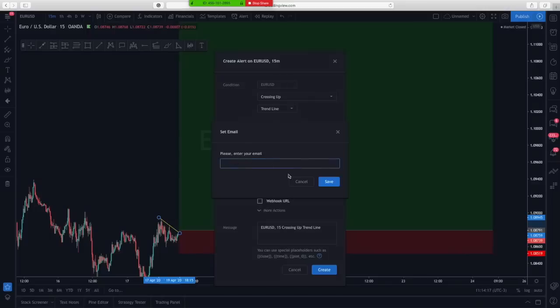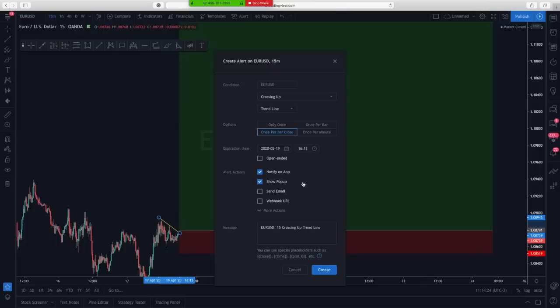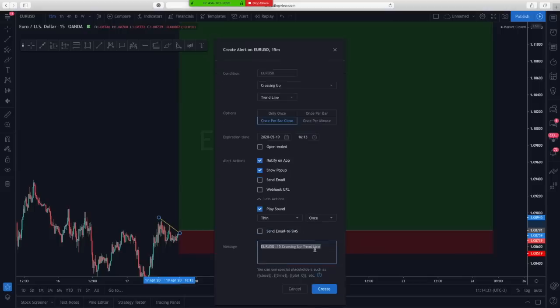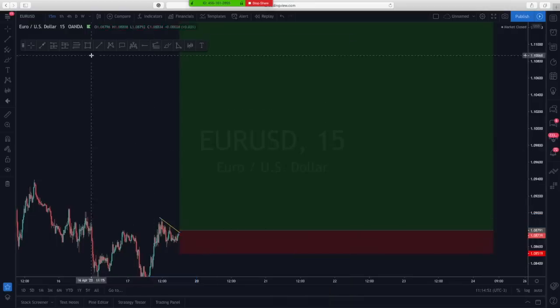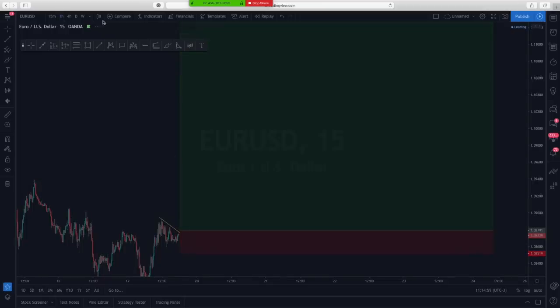I type down my email address, and it will send me an email telling me EURUSD has crossed your trend line, it closed above the trend line that you wanted, so it's ready to be entered. That's what the message is going to look like: EURUSD 15-minute crossing up trend line. You can see play sound, send email to SMS, you can even get an SMS. When it crosses this, I get this exact message. So guys, this platform is super amazing. But yeah, EURUSD looks beautiful.